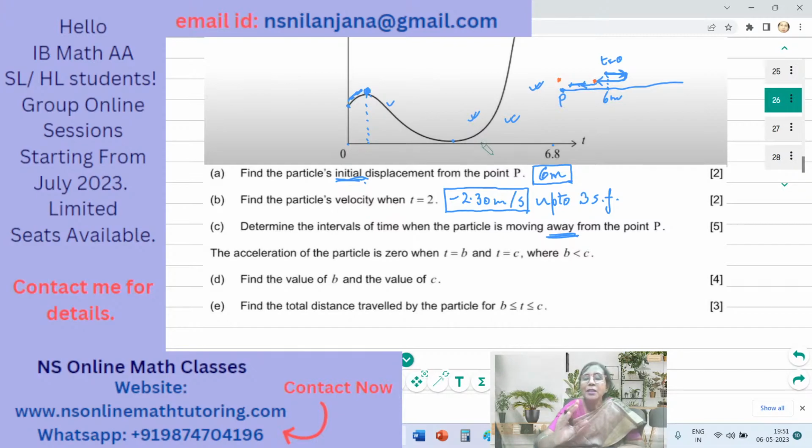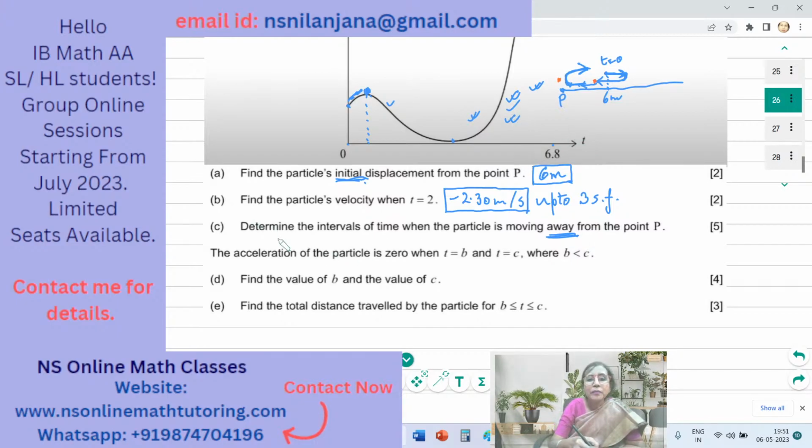But since the graph didn't go below the time axis, that means the particle did not cross the reference point P. It has come close to the reference point P, and again it has turned, and again it has started to move away from the reference point P. This is the meaning of this fact: at this minimum point, it has again turned and started to move away from P. Hence, the displacement is increasing.